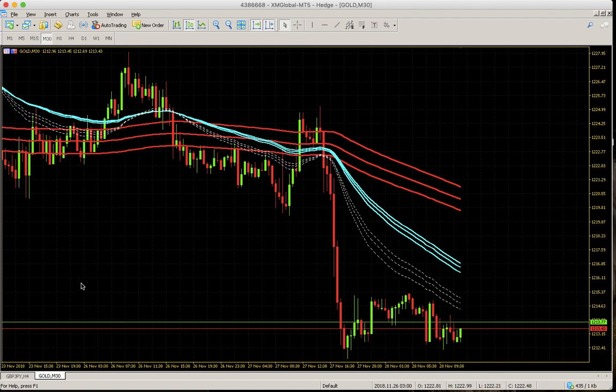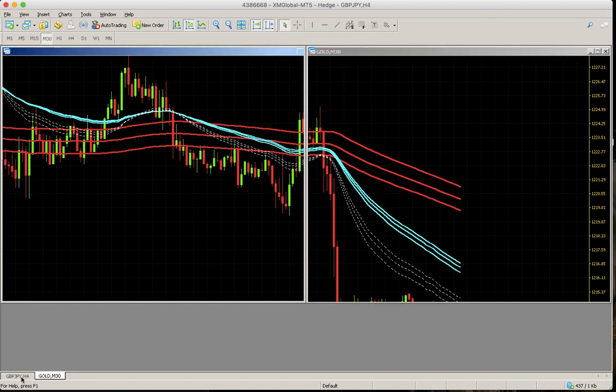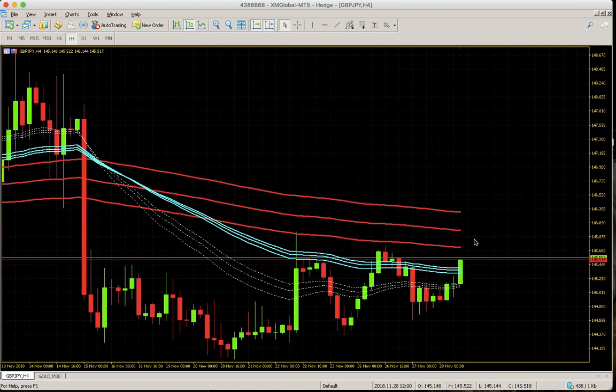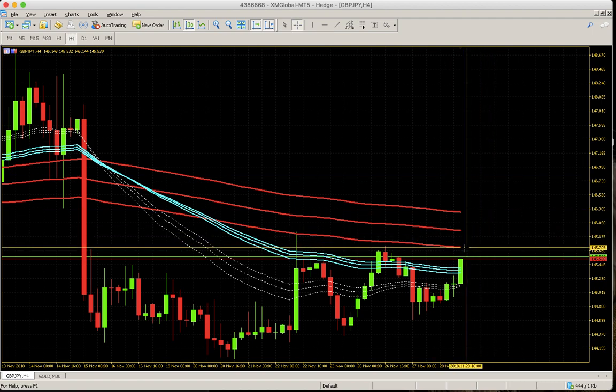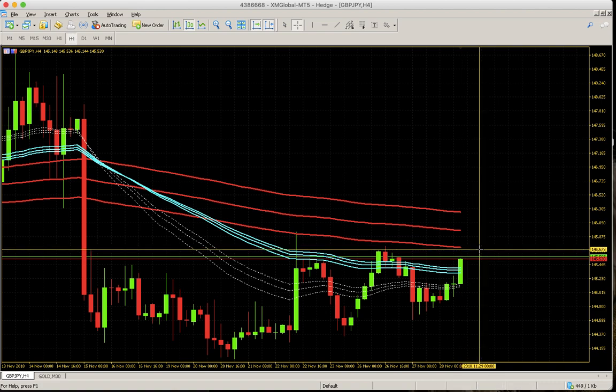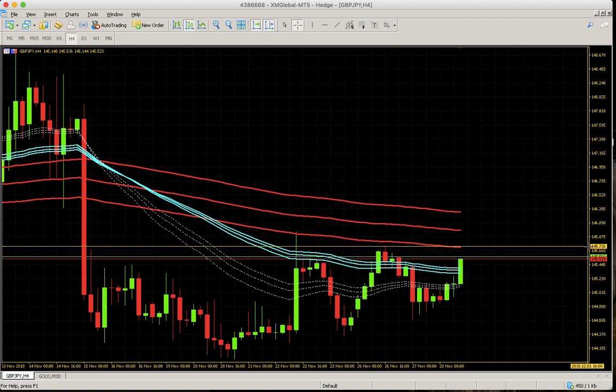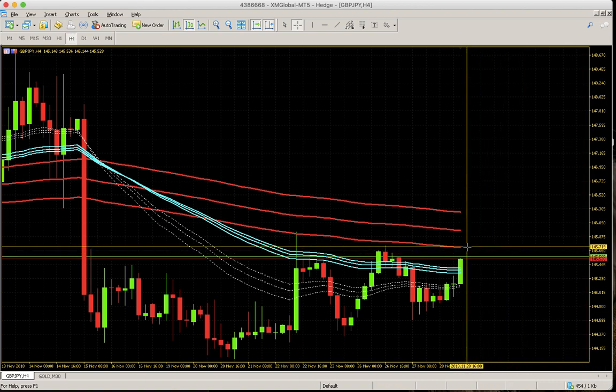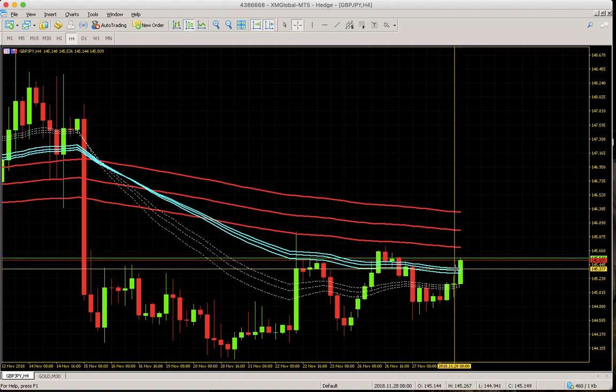Alright, next pair we're gonna look at the GBP JPY chart. Here is the H4 chart. If we look at it now, I think the GBP JPY price will reach this zone first, the red line, the moving average 200 period. The price is 145.700. I think the price will go around here, and then come back to this zone.